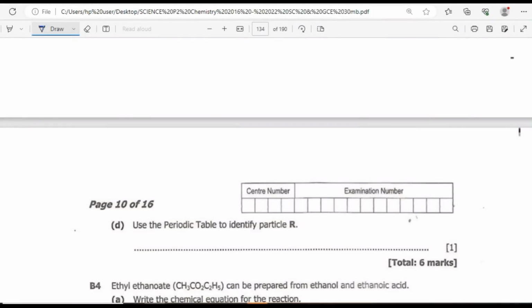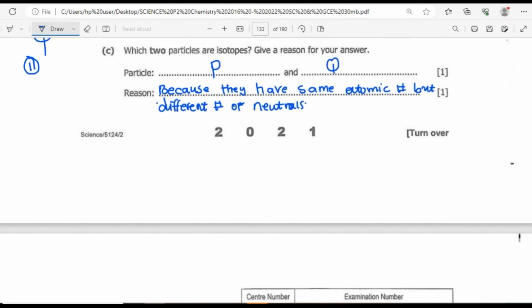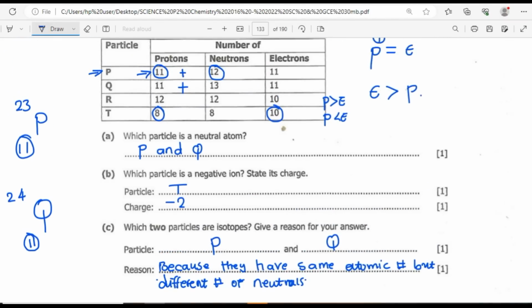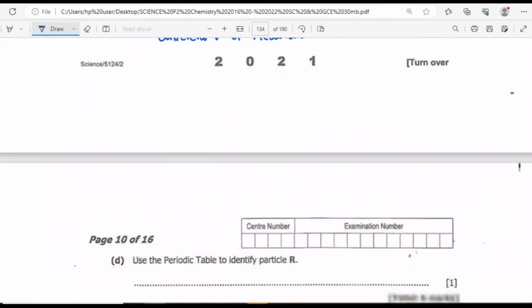Then use the periodic table to identify particle R. So let's go to R. Let's find the mass number. So it's 12 plus 12, which is 24. The atomic number is just 12. So remember, the atomic number is just the number of protons. Don't look at the number of electrons, because the number of electrons can change, but the protons do not change. So if you go on the periodic table, this is magnesium. So magnesium has 12 as the atomic number. So we have magnesium.